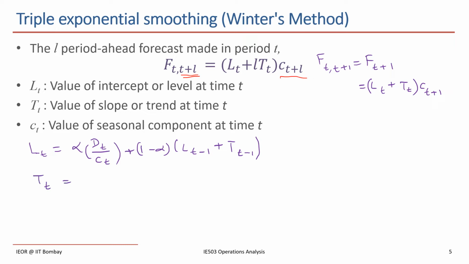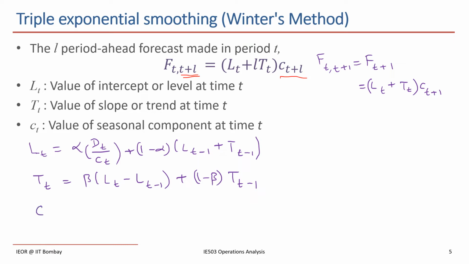The trend will include a parameter beta times (L_t minus L_{t-1}) plus (1 minus beta) times T_{t-1}. This expression is exactly the same as Holt's model.